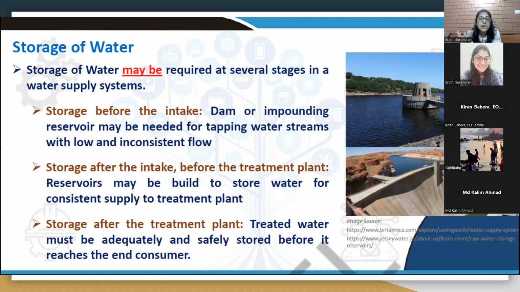Storage before the intake happens when the water needs to be stored because of low and inconsistent flow. So we need to tap that water to provide the water to the system, at the point of demand, in a regular and regularized manner. So for that purpose, we construct a storage facility just before the intake. So a dam or an impounding reservoir.